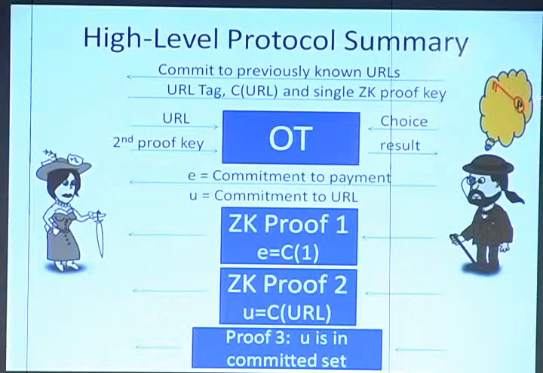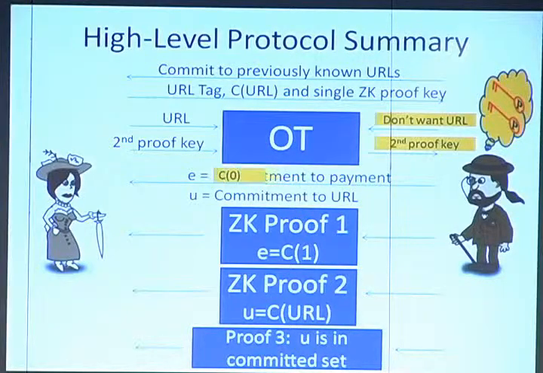So as you said, in the beginning, Bob has a single proof key. And suppose he didn't want the URL. So he looked at the tag. Bank of America isn't one of his clients, so he doesn't want to learn the URL. So in the OT, he decides to learn the second proof key. So now he has two proof keys.